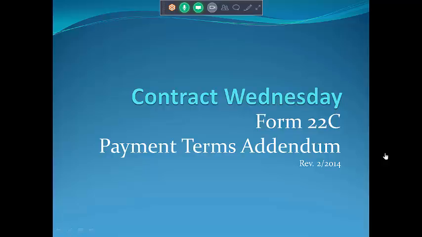Today we are covering Form 22C, and this is the form where you are agreeing to payment terms with the seller. So you'd use this form when the seller is carrying paper, is what we call it, or carrying the contract, and you want to communicate what the terms of that contract are going to be. So you're not going to use this very often, but it's a critical piece when dealing with a buyer and seller who plan to have the seller carry the contract.